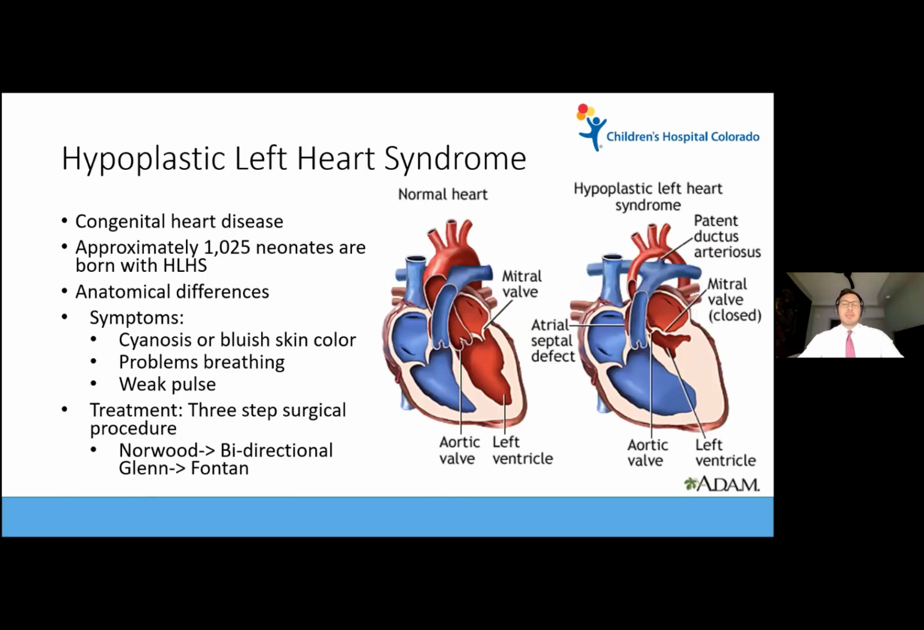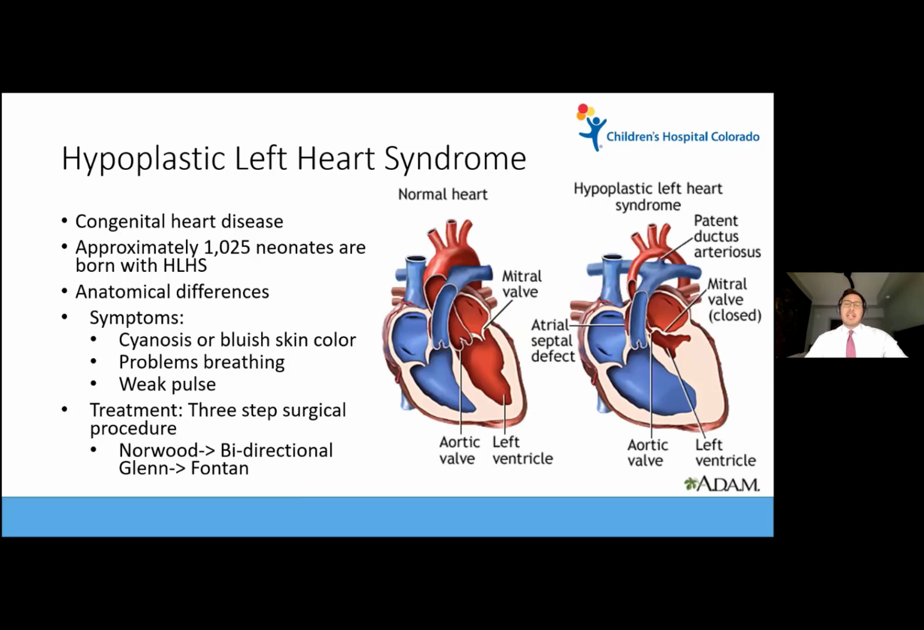I first want to talk about the anatomy of hypoplastic left heart syndrome and really understanding what it even is. HLHS is a congenital heart disease, which is a disease that occurs before birth. With HLHS, approximately 1,025 neonates are born with it every year. The main deformity is an underdevelopment of the left side of the heart.